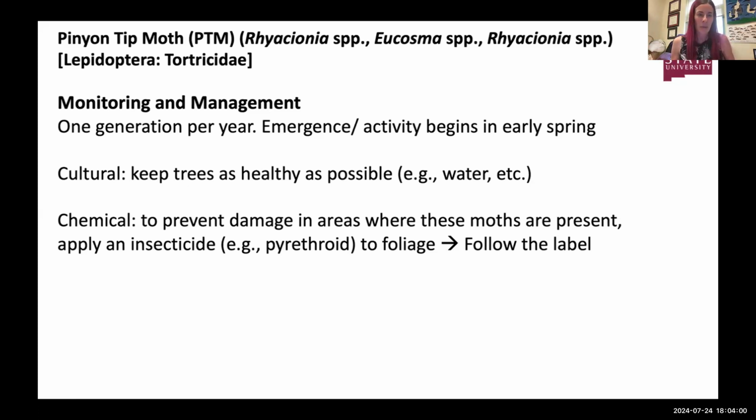And then chemical, to prevent damage in areas where the moths are present, if they are present, you can apply an insecticide, a pyrethroid, to the foliage. So that's a good strategy for them. Not a whole lot of things will feed on them like some of these other things. There are some general predators, but for these, insecticides are recommended if they are present.